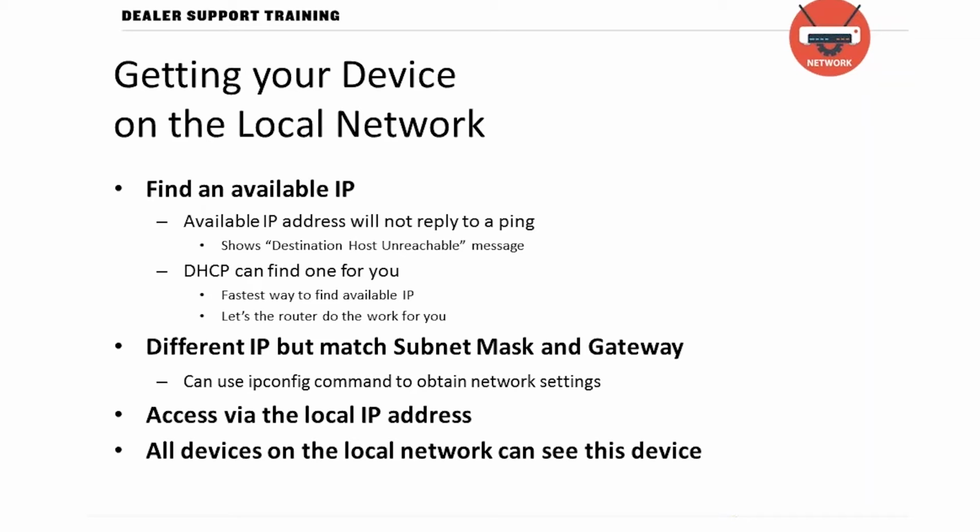Make sure that you get a different IP from any other device on the network, but you must match your subnet mask and gateway. You can confirm these settings by using the ipconfig command to obtain all your network settings. Once you find an available IP address, and your subnet mask and gateway match the current network you're on, you should gain access via the local IP address for the device. Once this is confirmed, all devices on the local network can see this device.